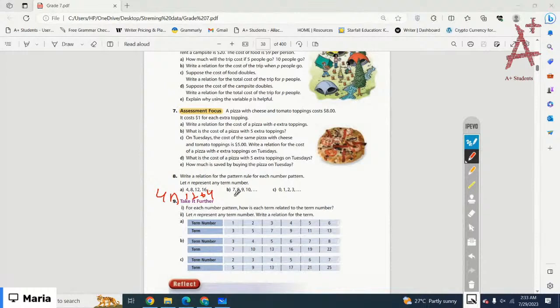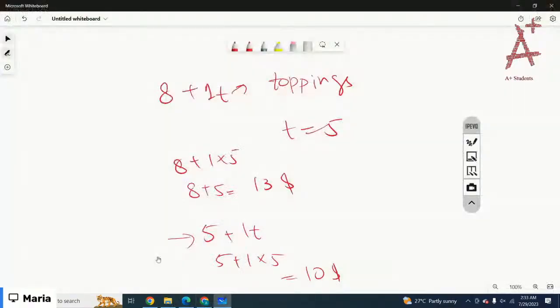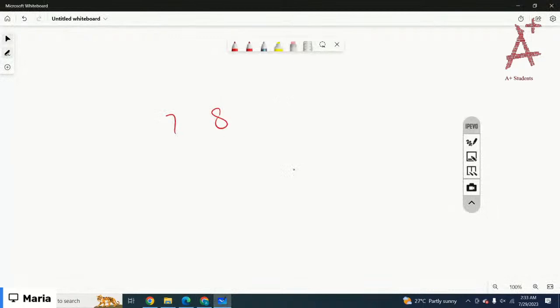Okay, then you have 7, 8, 9, 10. Okay, so for 7, 8, 9, 10, that is term 1, that is 2, 3, and 4. So 1 plus 6 is 7, 2 plus 6 is 8, 3 plus 6 is 9. Like for each next number, you have to add 6 to the term number. So n is the term number, so it would be n plus 6. Got it?